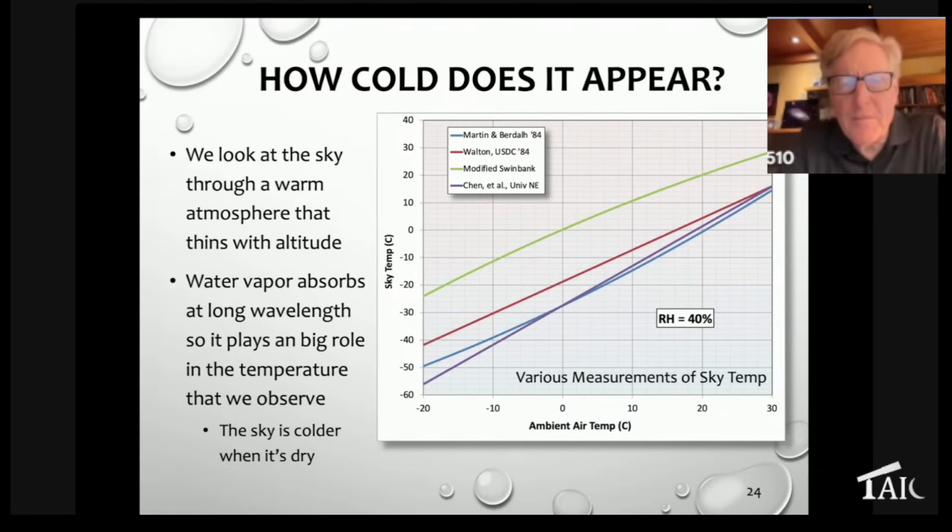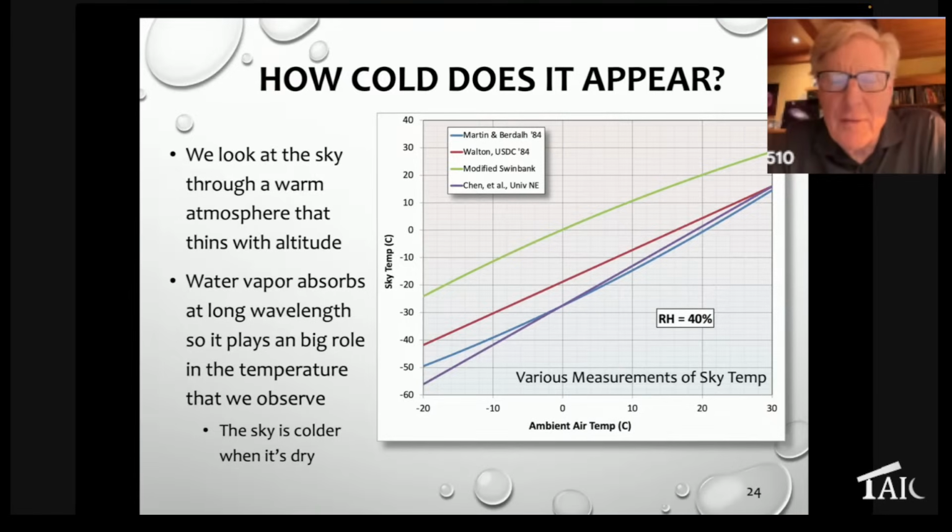And the one that's most widely accepted that I can tell, and I've read lots of papers on this, is the study done in 1984 by Martin and Berdahl. And they surveyed lots of different sites. This is for data looking straight up. And they came up with a sky model that's shown here in blue. And that's typically, for a lot of remote observatories, the sky temperature that they'll show on their weather system.